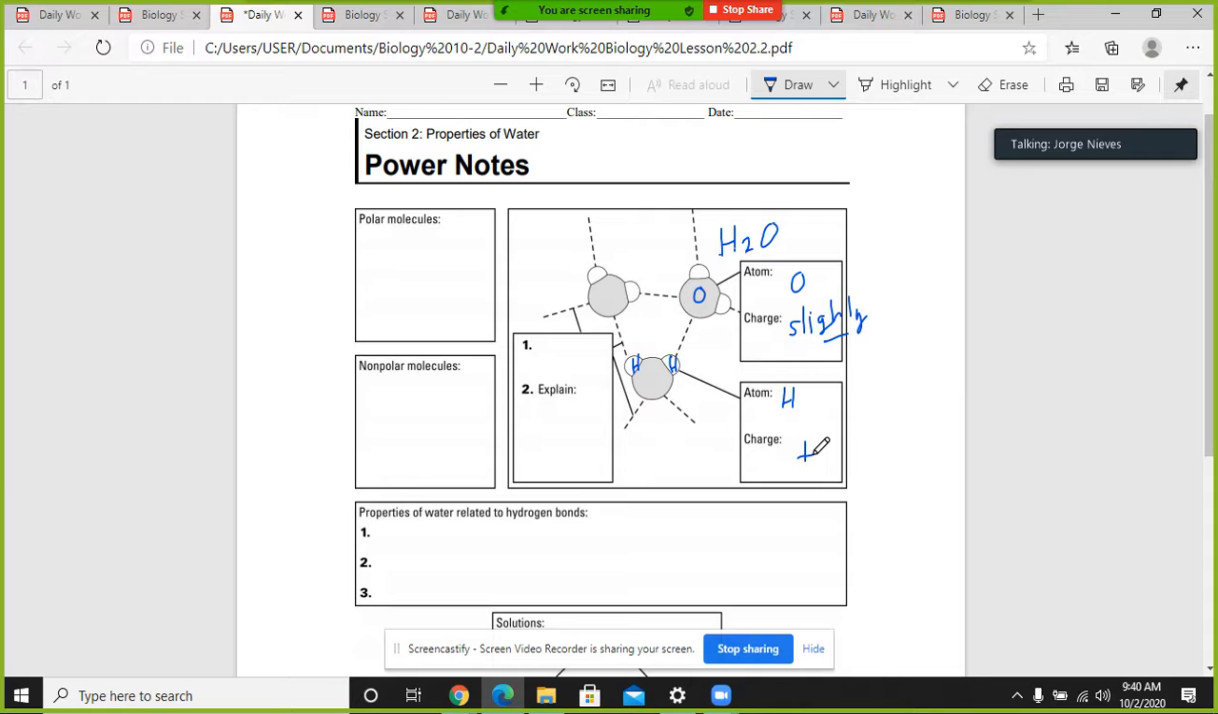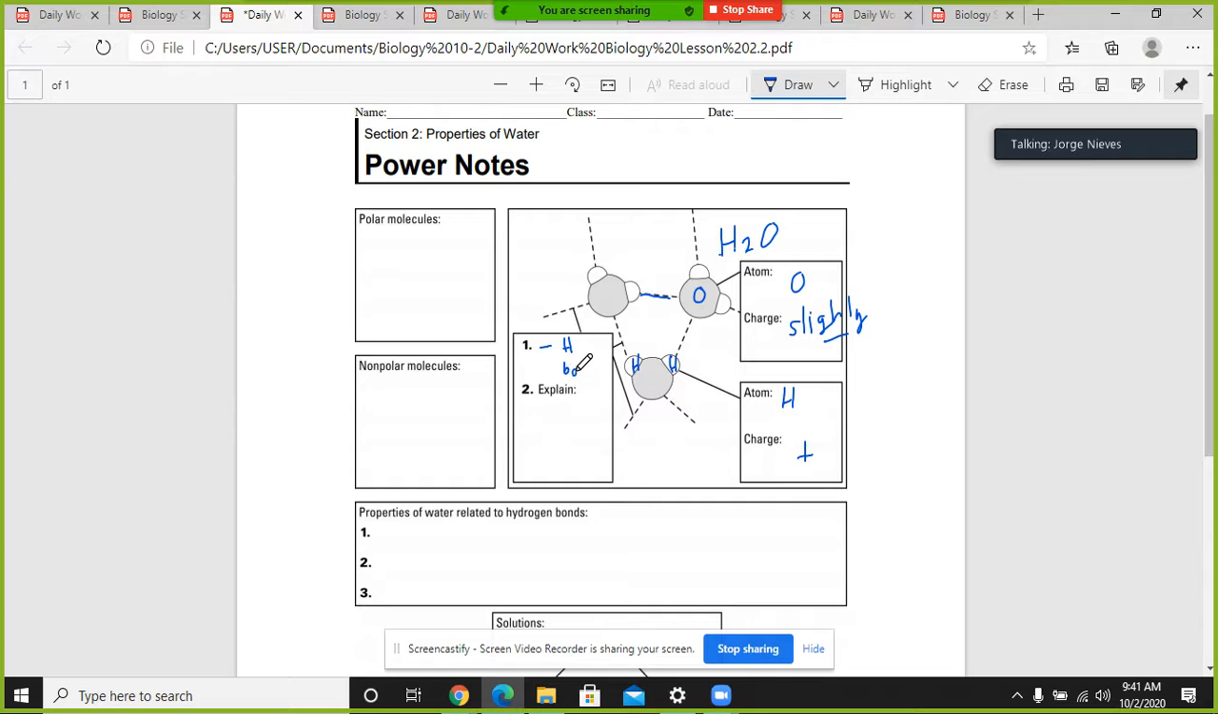Any questions about this? So, hydrogen bonds. The first thing here is the hydrogen bonds. These water molecules are slightly connected. You see that they are connected by hydrogen bonds.